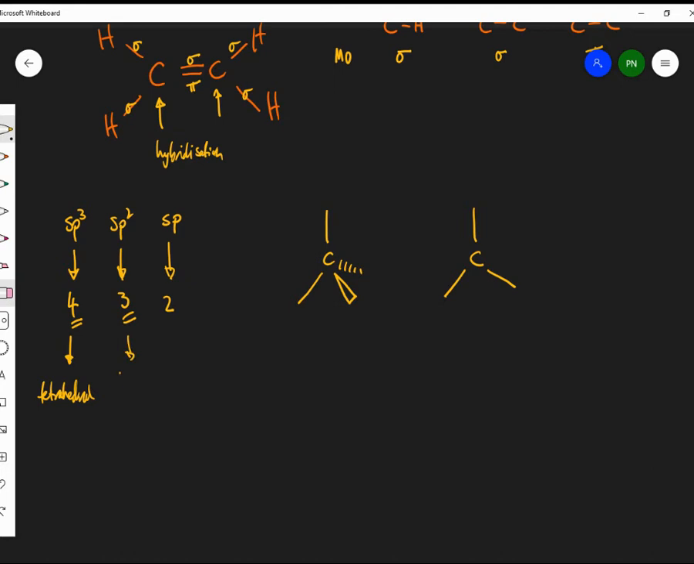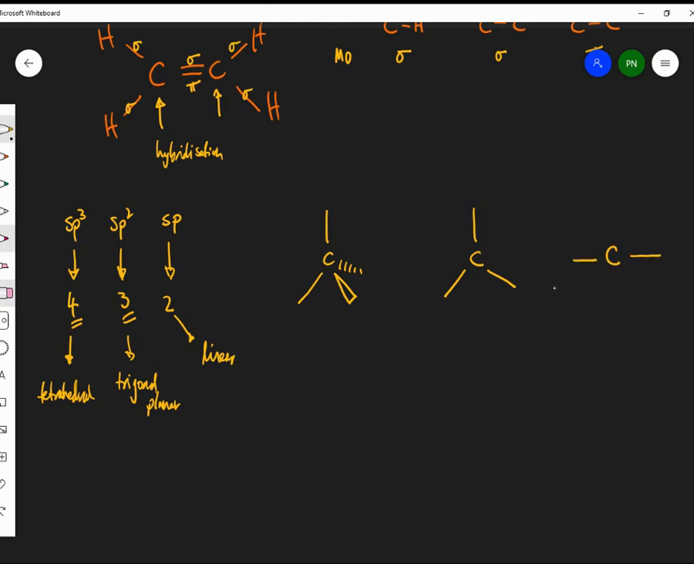3 bonding directions is going to give us trigonal planar. And 2 electron directions is going to give us linear. Remember that? So if it's that, it's that.